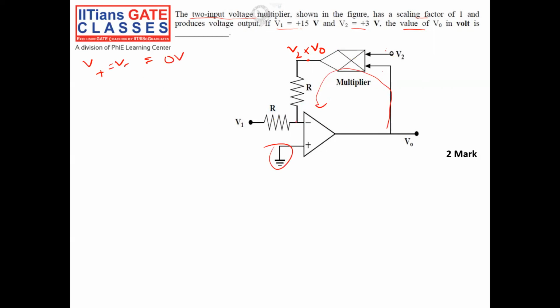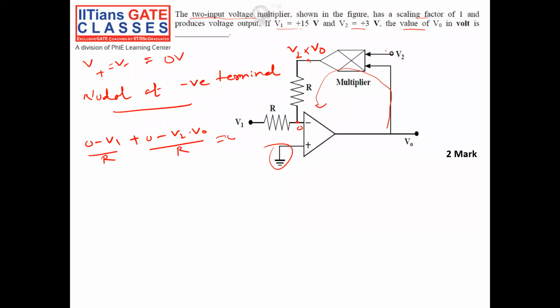Now, if I apply a nodal equation at the negative terminal: 0 minus V1 by R, plus 0 minus V2 into V0 by R, equal to 0. So this current is 0 minus V1 by R, and this current is 0 minus V2 into V0 by R, equal to 0. This implies minus V2 into V0 by R equals V1 by R. R gets cancelled. V0 is equal to minus V1 by V2.